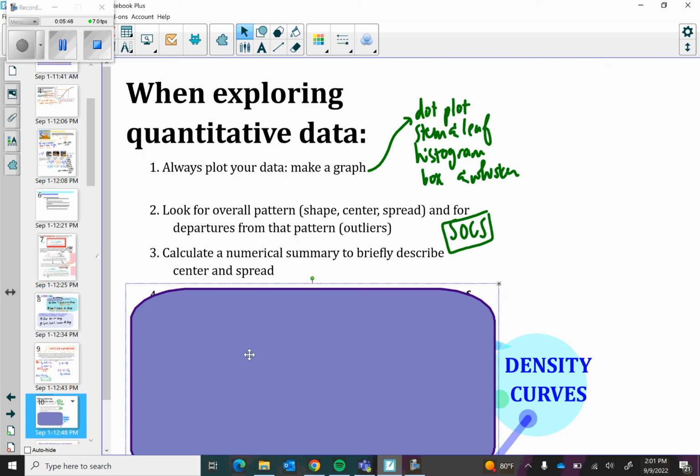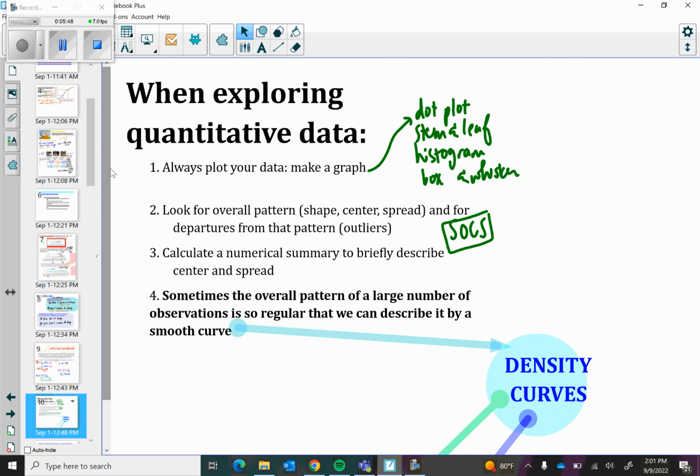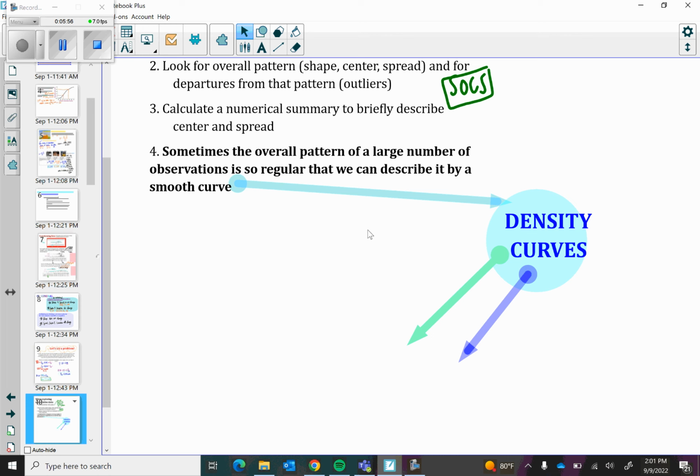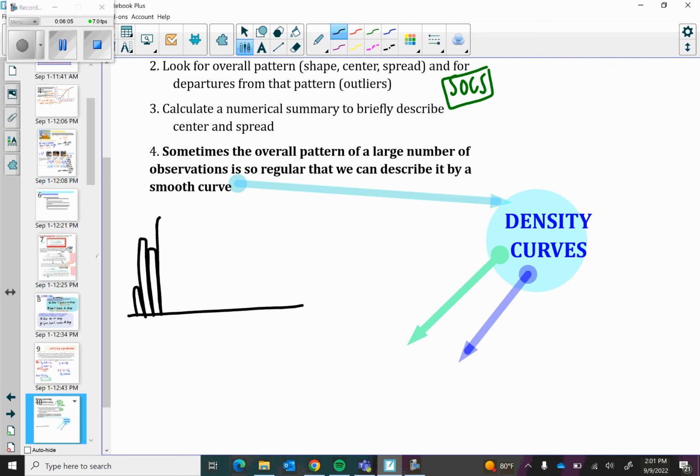But the last thing here is sometimes our overall pattern of a large number of observations is so regular that we can describe it by a smooth curve. This smooth curve is called a density curve. What would this look like? Well, let's say I have a histogram. I'm going to draw kind of a histogram right here. I'm going to make it skewed to the right.